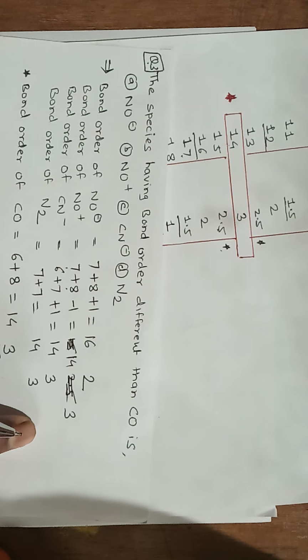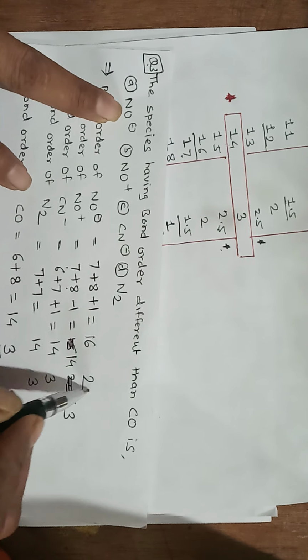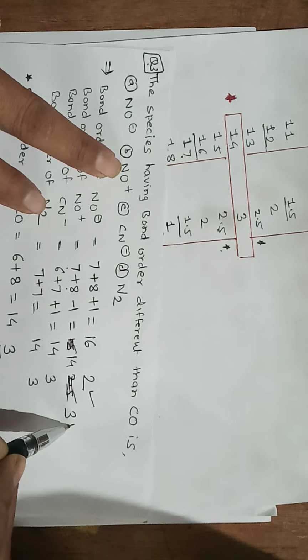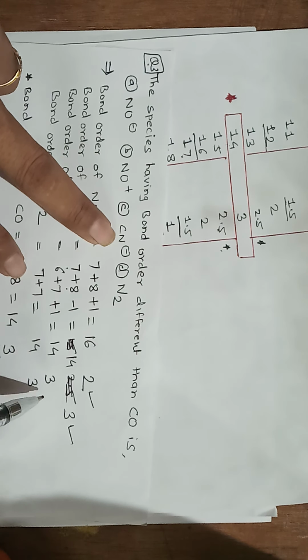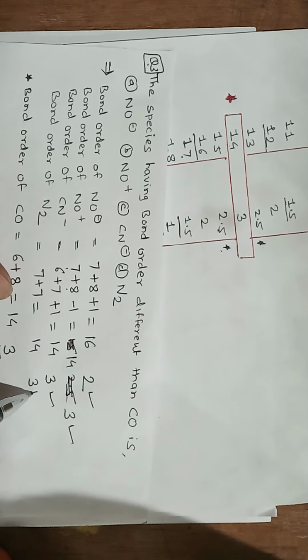The species having the bond order different than CO. NO minus has bond order 2, NO plus has bond order 3, CN minus has bond order 3, and N2 has bond order 3. So who has the bond order different than CO? All have bond order 3. Only NO minus has a different bond order, and that is our answer, A.